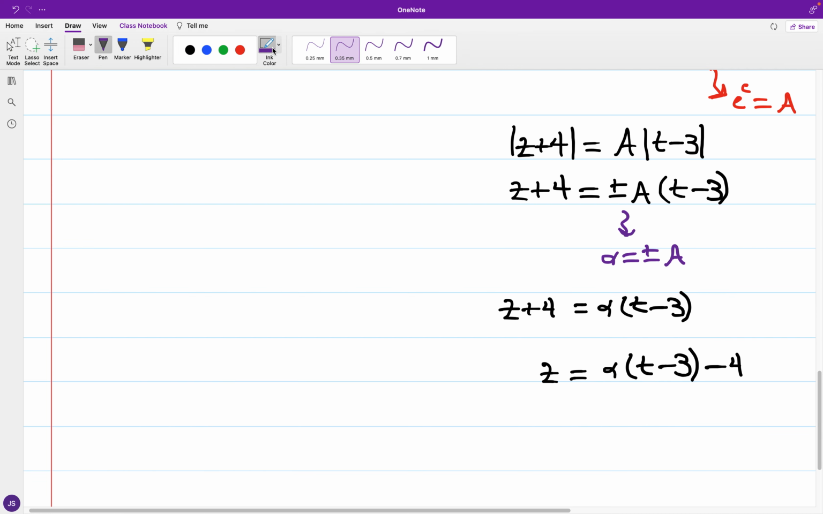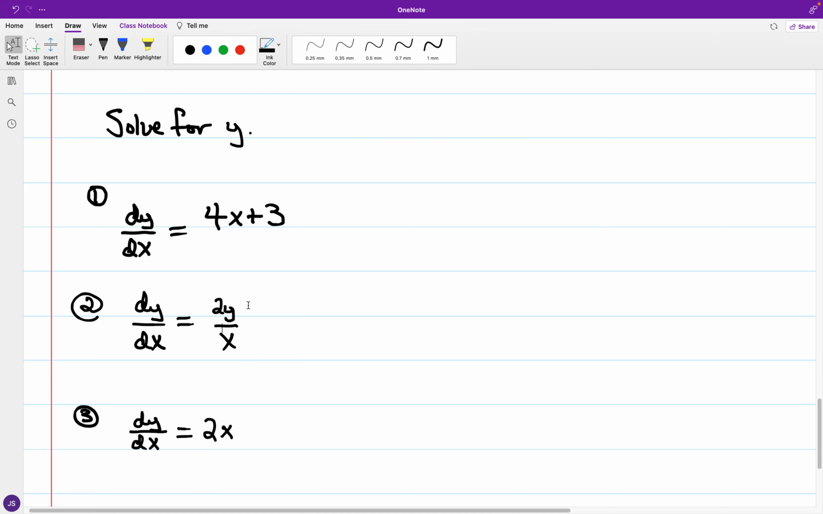And just like c in the first equation, this time around alpha is going to be the arbitrary constant. All right, and looking at solving for first order differential equations, let's see what we get in terms of solving for y for these 3 particular items.